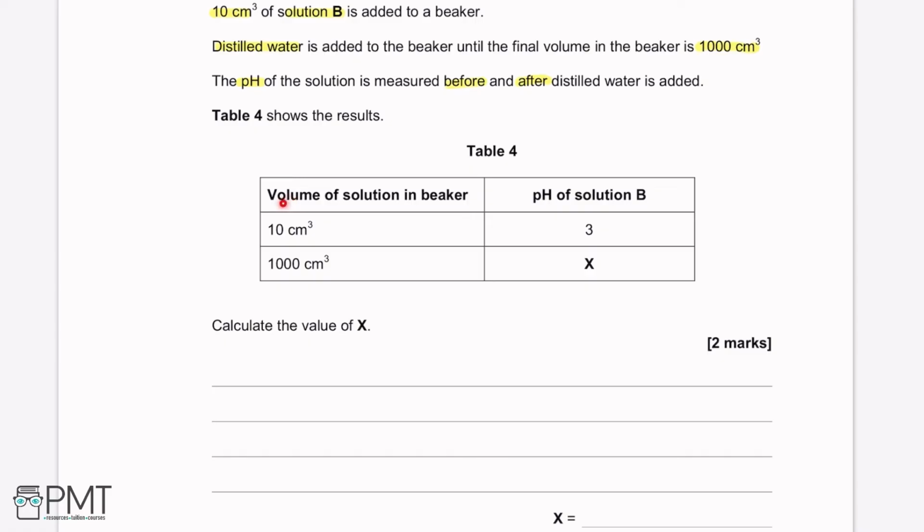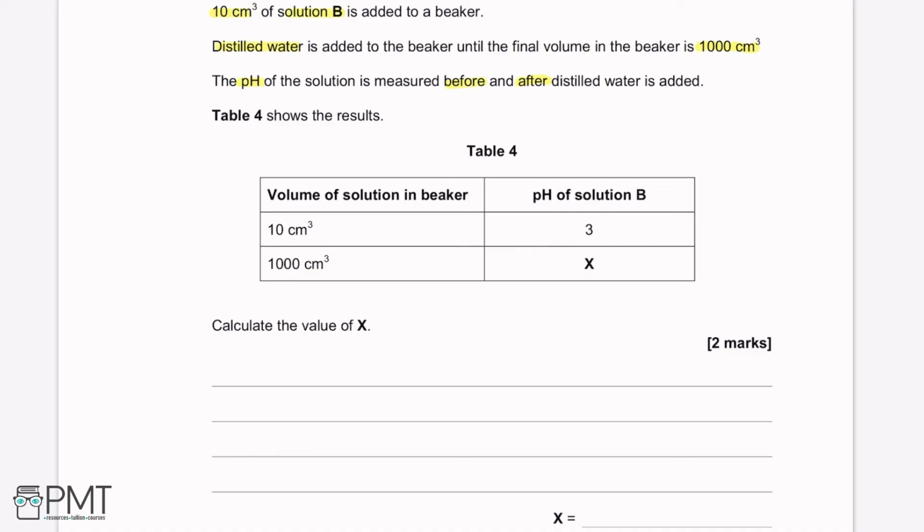So here we have the volume of solution in beaker, starting at 10, finishing at 1000 centimetres cubed. And then we have the pH of solution B. So at 10 centimetres cubed, the pH is 3. And we want to work out this value of X. So what is the pH of solution B when the volume is 1,000 centimetres cubed?